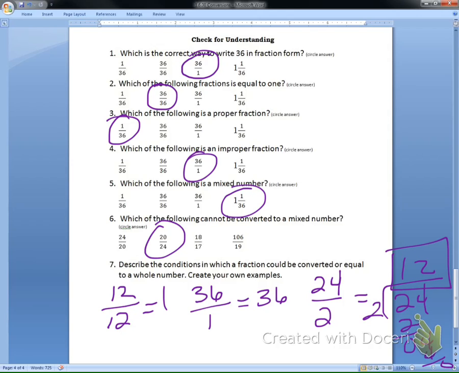So how do we describe this? 12 over 12, 36 over 1, 24 over 2. What are the conditions in which to make a whole number? Well, how about this? If the numerator can be divided by the denominator without any remainders, then it is a whole number, or can be converted to a whole number. Alright, so how do we write that? What did I just say?